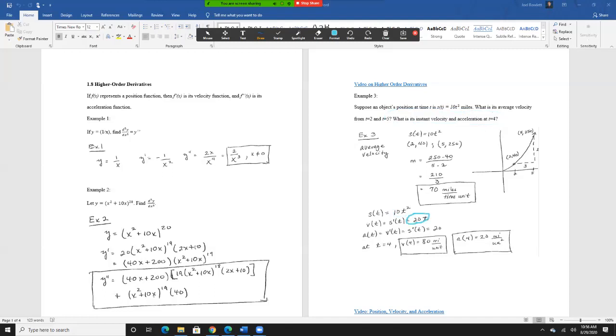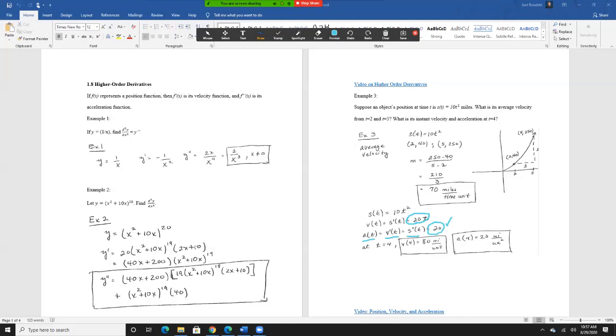To find the acceleration equation, we just take the velocity derivative, or the second derivative of s. And of course, the derivative of 20t is just 20. So what does that mean? That means that the acceleration is actually a constant, 20. To be specific, that's going to be 20 miles per unit squared.